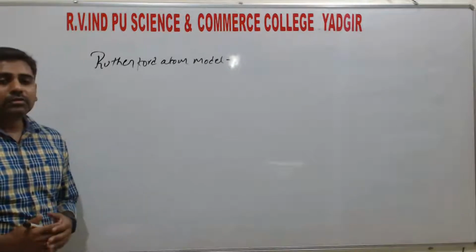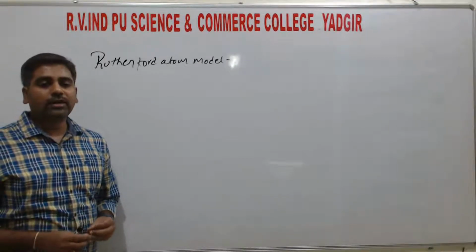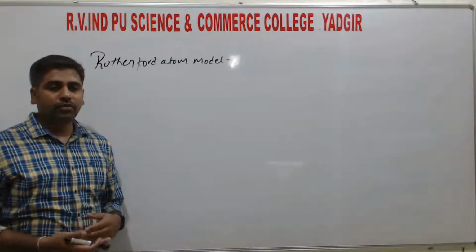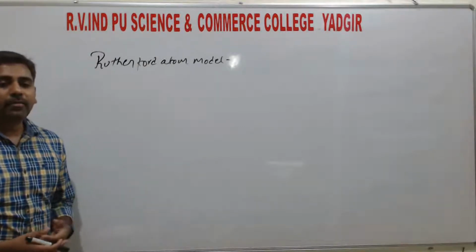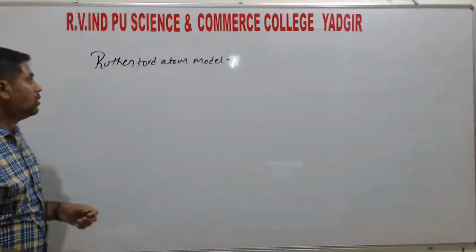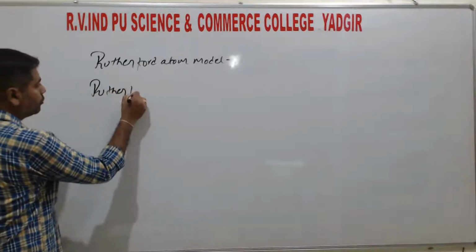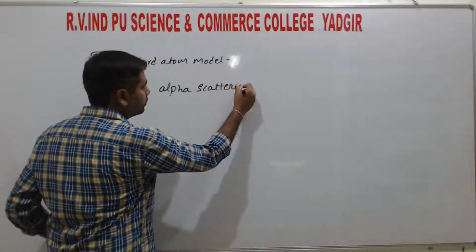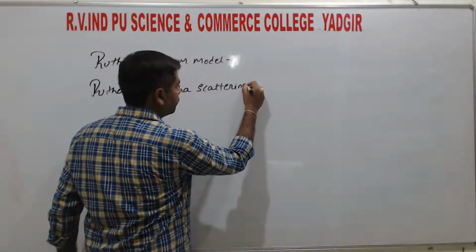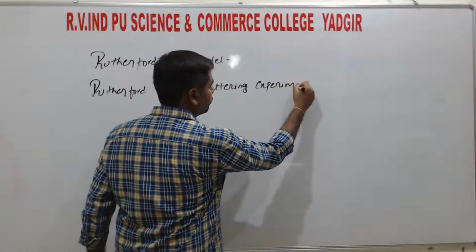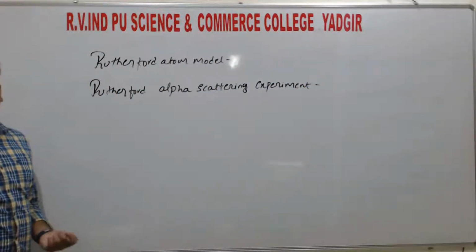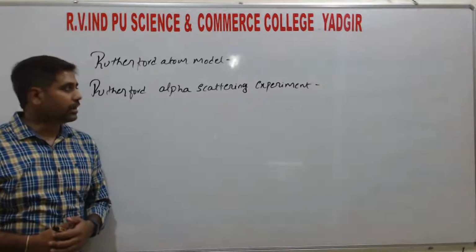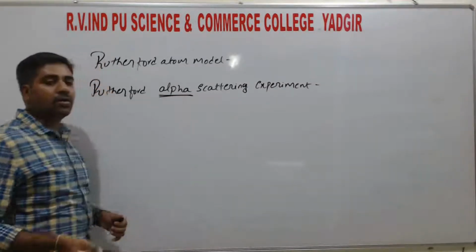The entire positive charge and entire mass of the atom is concentrated into a small volume, which we call the nucleus, and the electrons are revolving around the nucleus. This was established experimentally by Rutherford. That experiment is called the Rutherford alpha scattering experiment. Rutherford conducted the experiment to observe the nucleus and the electrons revolving around it, right?